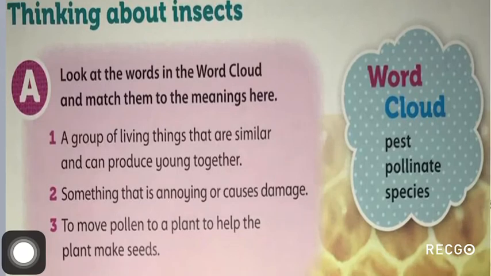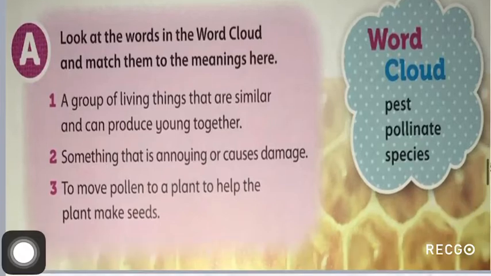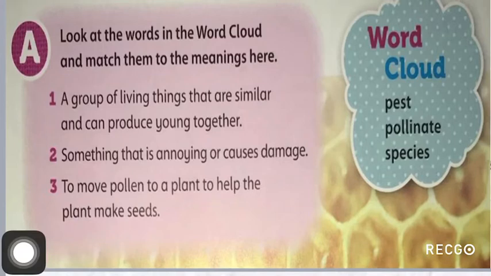Exercise A. Look at the words in the word cloud and match them to the meanings here. The first word is pest, the second is pollinate, the third is species, and 3 meanings are written here. Number 1, a group of living things that are similar and can produce young together. What word gives the meaning like this?